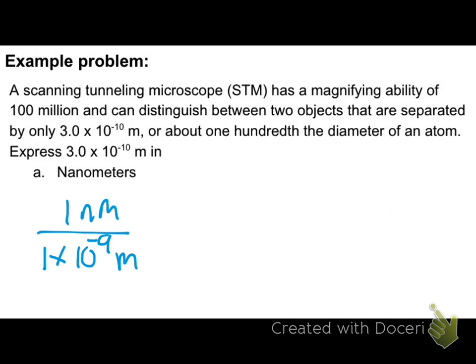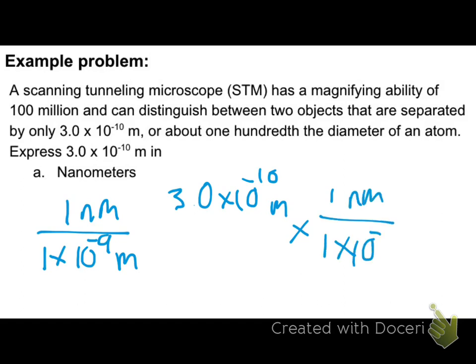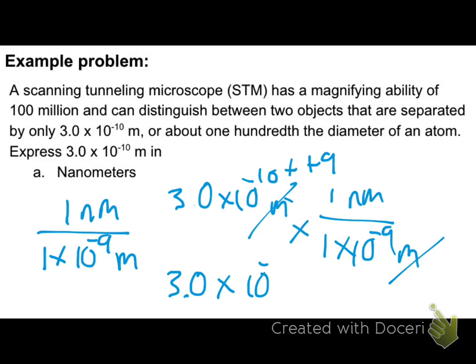So if we're using this and we're starting with 3.0 times 10 to the negative 10 meters, we're going to take it times 1 nanometer over 1 times 10 to the negative 9 meters. Meters cancel. We subtract negative 9 because we're dividing, so it's like adding. So we should wind up with 3.0 times 10 to the negative 1 nanometers. Or if you wanted, you could move the decimal point over and put 0.30. Either way would be correct.